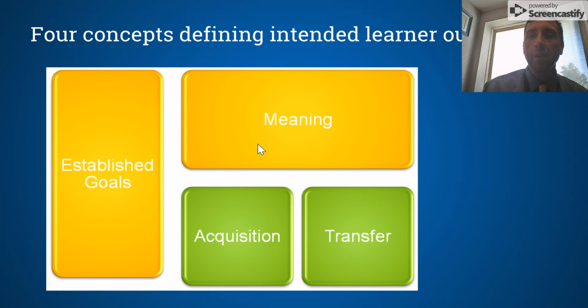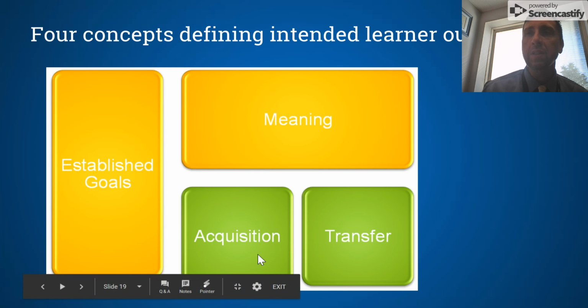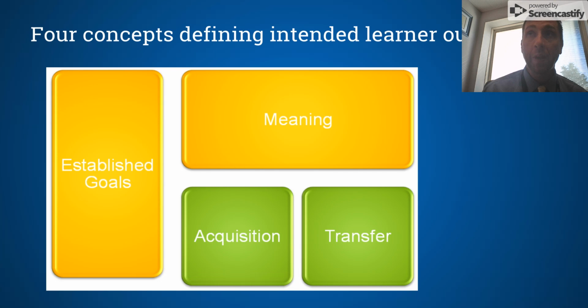You have meaning, which really gets into the heart of the understanding that Jay McTighe spoke about. Whenever we really want to get down to what's essential in the big ideas within the discipline, that's really leading to statements of meaning, that essential stuff there. Acquisition, that's knowledge and skills that kids actually need to acquire in order to demonstrate that they have met the goals that you've established and that they can demonstrate that they do understand or have meaning behind the big concepts.